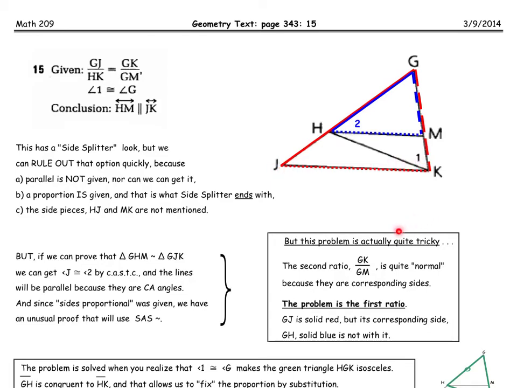This problem, however, is quite tricky. The second ratio, GK over GM, is quite normal. GK is dashed red and GM is dashed blue, obviously corresponding and obviously in the same ratio together. The problem is the first ratio over here. GJ is solid red, so we would expect that GH would be with GJ in the ratio, and it's not. So we have to suspect there's some sort of substitution going on. The only question is, what is it?